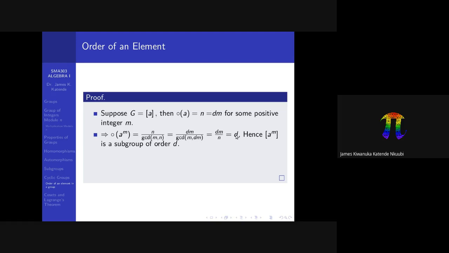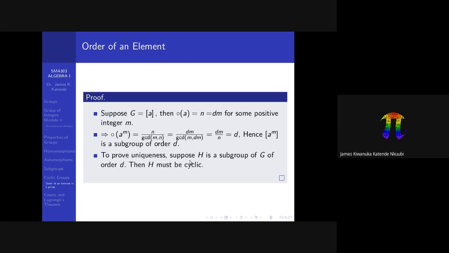Right? So using this formula, we've been able to establish that the order of A raised to m is equal to D. So we have found an element of order D, and therefore the cyclic subgroup generated by that element will have the same order. So we have shown that there exists a cyclic subgroup of order D, as long as D divides n. So what's left is to show that this subgroup is unique. There can only be one such subgroup.